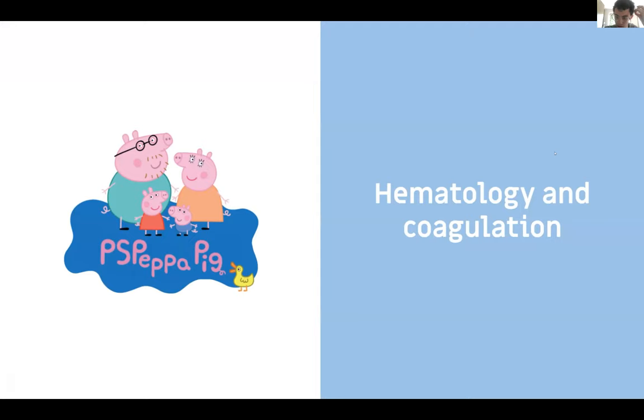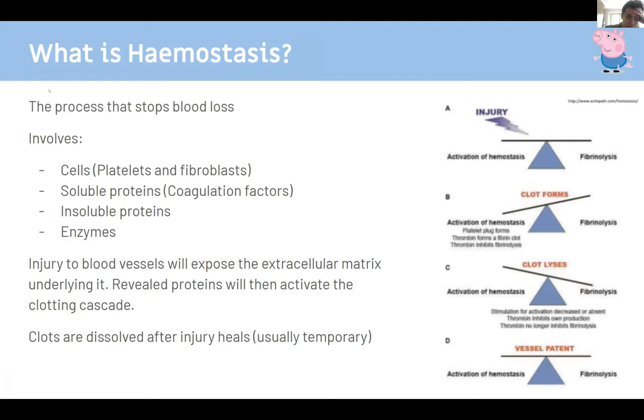What is hemostasis? Hemostasis is a process that stops blood loss, so you don't die. And it involves cells, platelets, and fibroblasts. It involves soluble proteins, coagulation factors, and insoluble proteins.